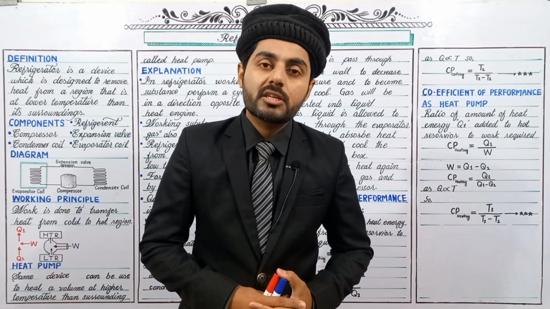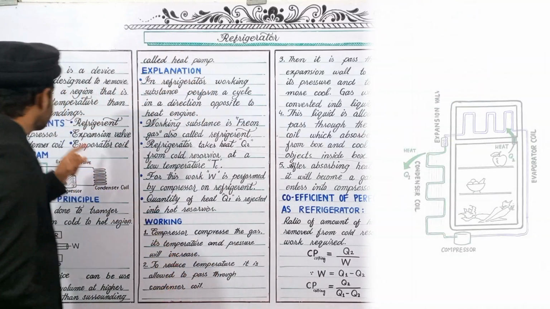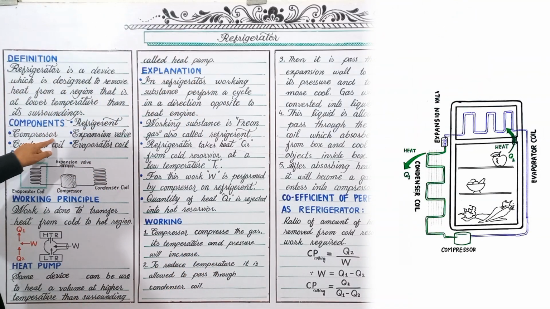It has five major components. Number one, refrigerant. Number two, compressor. Number three, expansion valve. Number four, condenser coil. And number five, evaporator coil. Refrigerant is the main working substance in this system, and it is a gas known as freon gas.